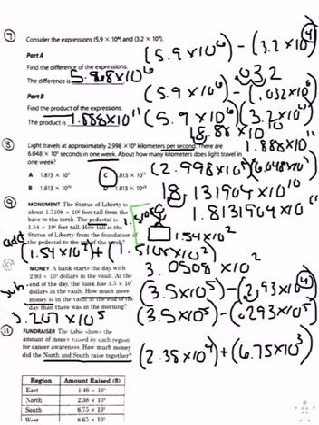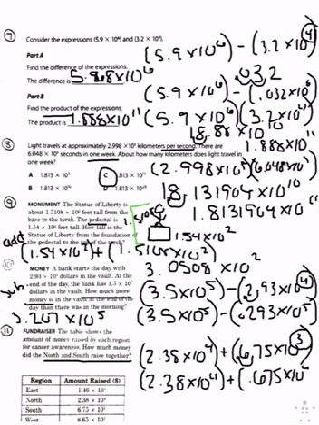So I'm going to keep the larger exponent. I'm going to change that 3 to a 4 by moving the decimal up. My problem is 2.38 times 10 to the 4th plus 0.675 times 10 to the 4th. Now that the exponents are the same, I can add 2.38 plus 0.675, and I get 3.055 times 10 to the 4th power.